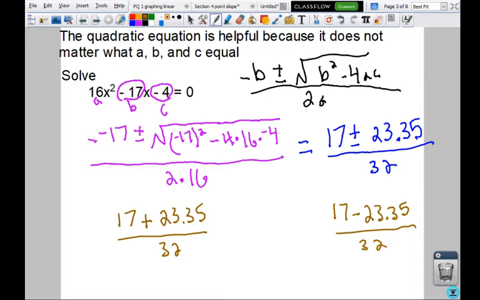Thought it was 0.35. Yeah. Oh, I typed it in wrong. What kind of teacher? It's super easy. Oh, I fixed it.